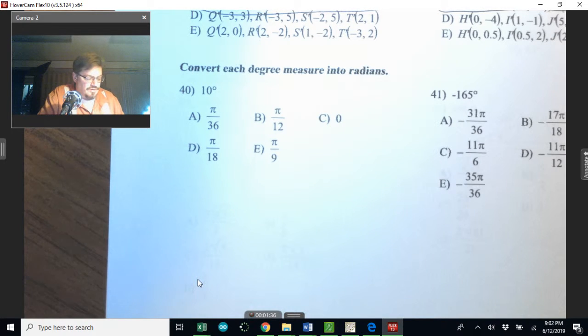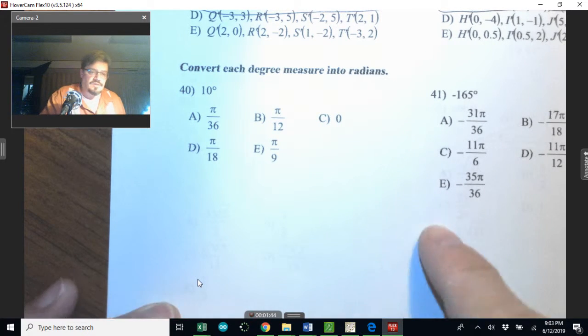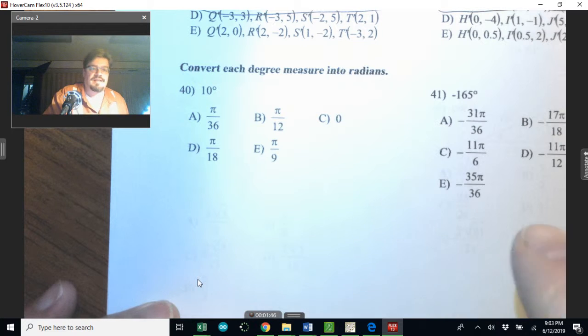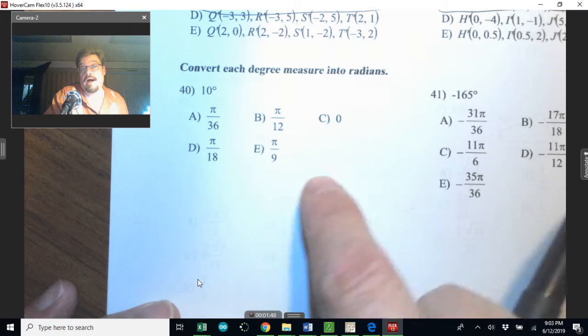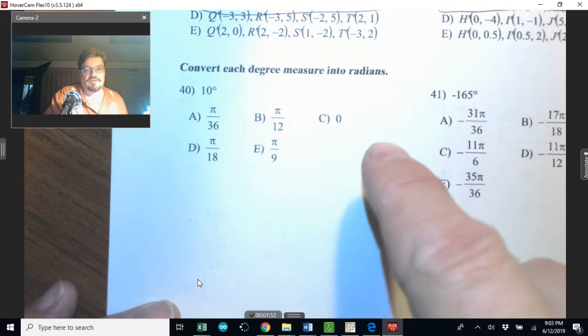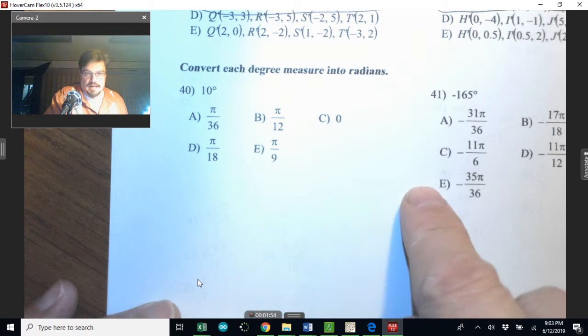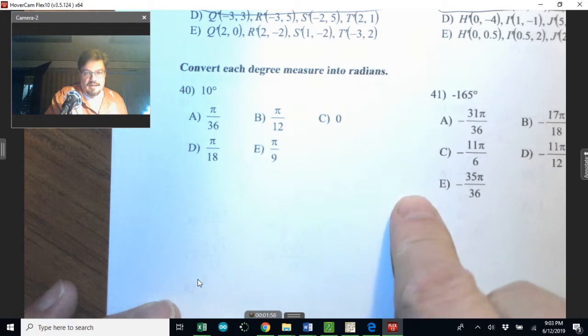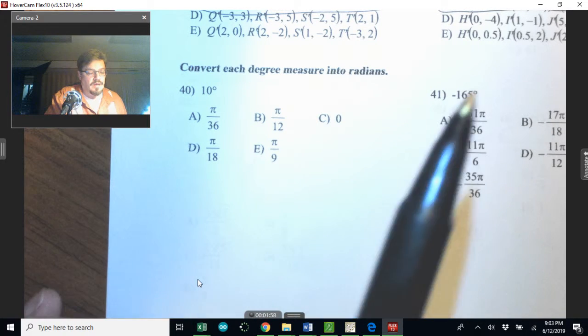We want to convert each degree measure into radians. So radians, remember, is all it is taking what used to be 360 is now in terms of pi. So 360 suddenly got changed to 180, but now we use pi for that 180.